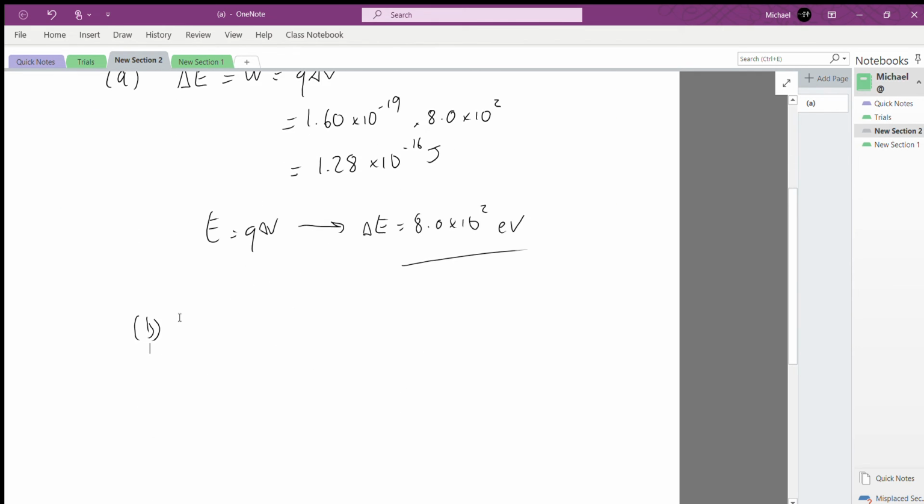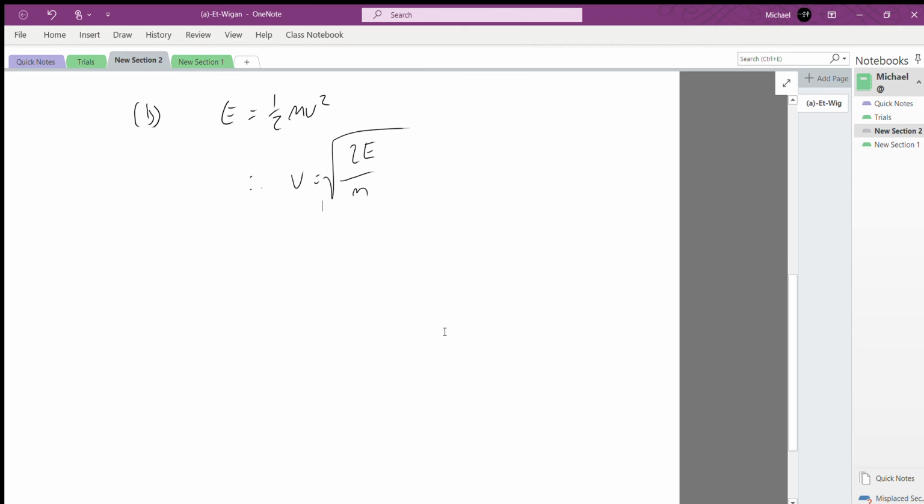So here, just using the relationship E equals half mv squared, since the change in energy will be equal to the kinetic energy because the proton was initially stationary. All we have to do is rearrange this for v and substitute in the values. So we have v equals the square root of 2E on m. And now we can just substitute in the values.